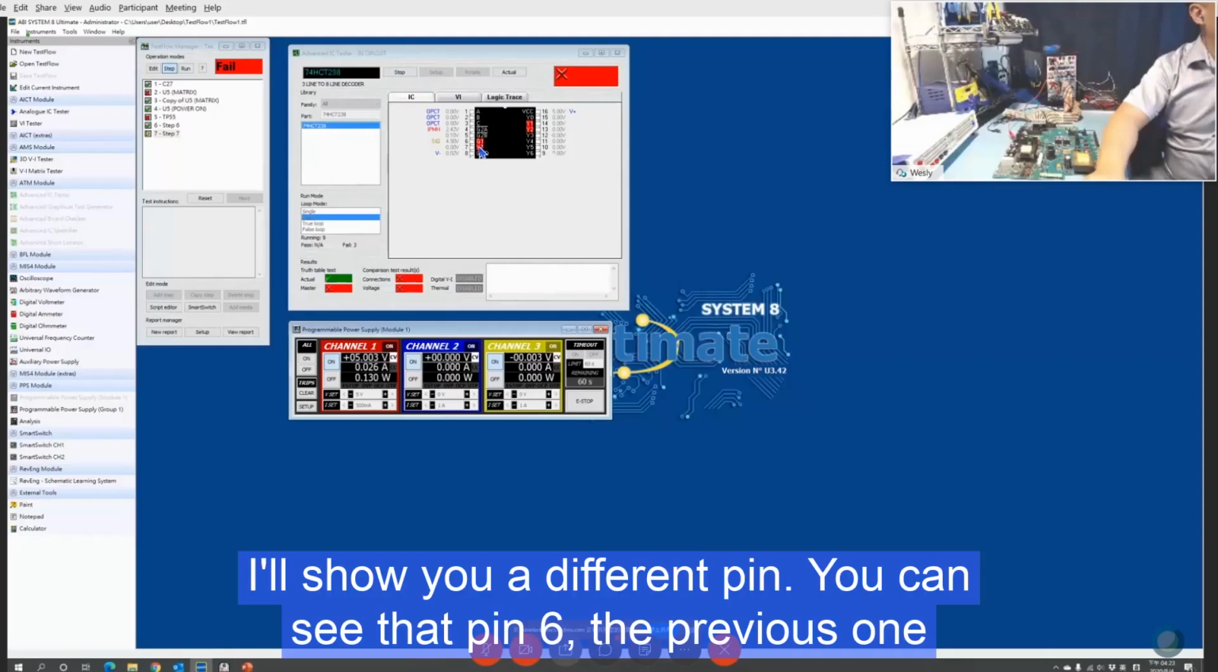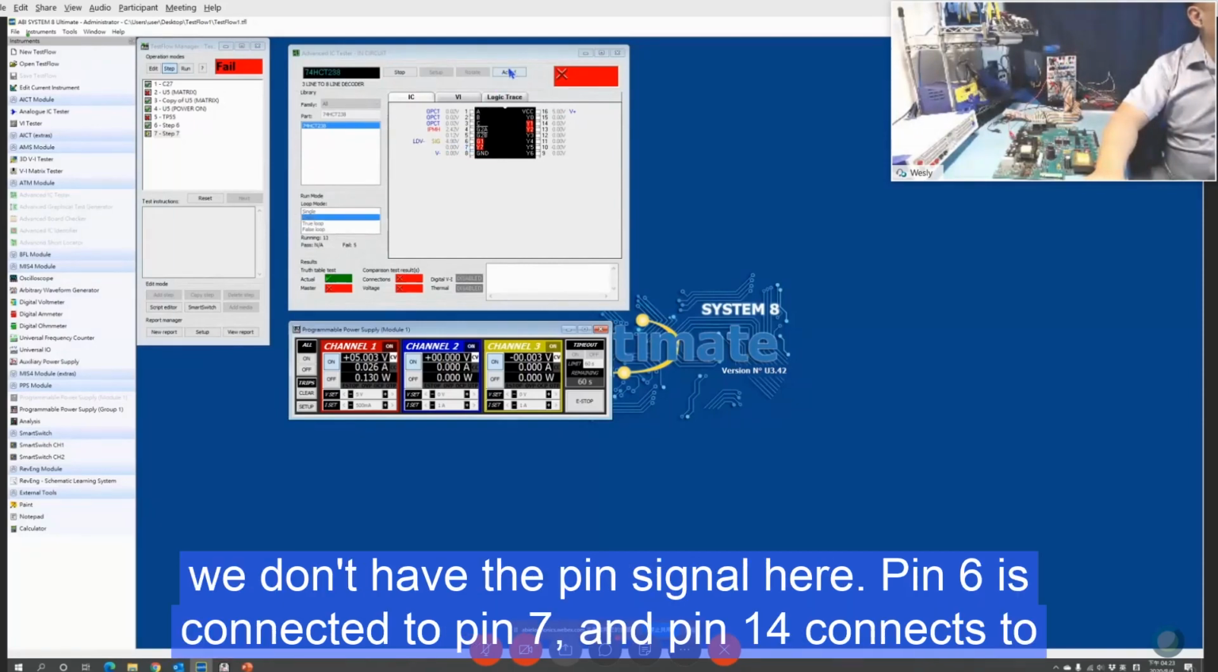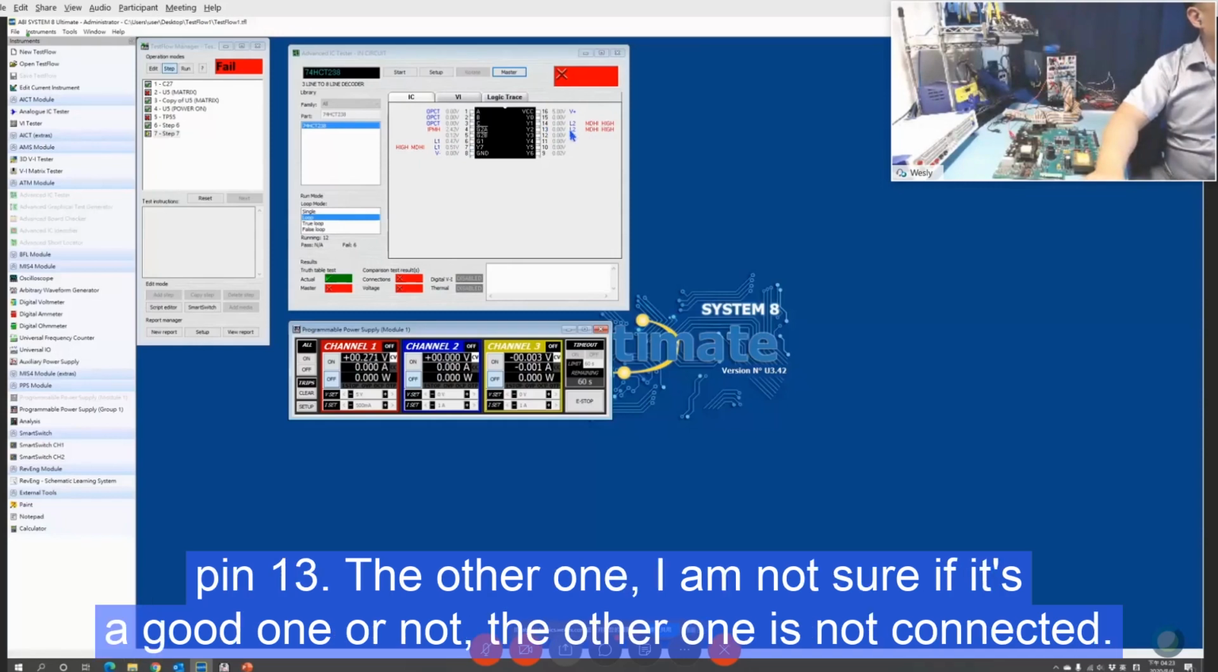Pin. I will show you the different pins, and especially you can see pin 6. Because the previous one, we don't have the pin signal in here. Pin 6 is connected to pin 7. And pin 14 is connected to pin 13.